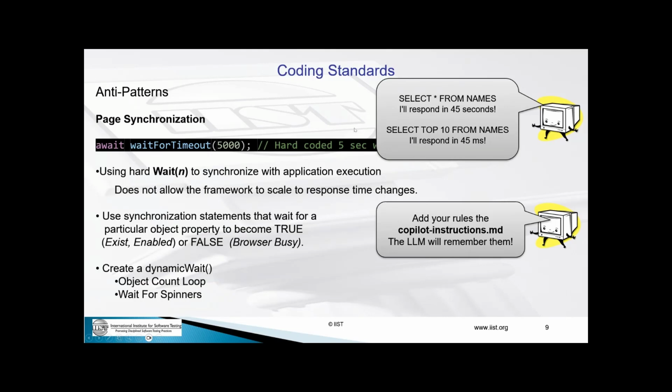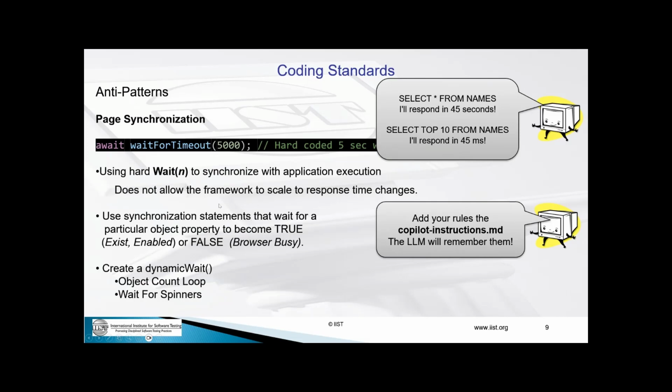Like if your developer has put in a select all from names from the database, it might take 45 seconds to return 1 million records. Rather than realizing, oh, that's slowing everything down, we're losing money from customers leaving, and then changing it to select top 10 from the names. Well, now it might respond in 45 milliseconds, getting that from your database. Your response time is dynamic, but your hard-coded waits won't be.